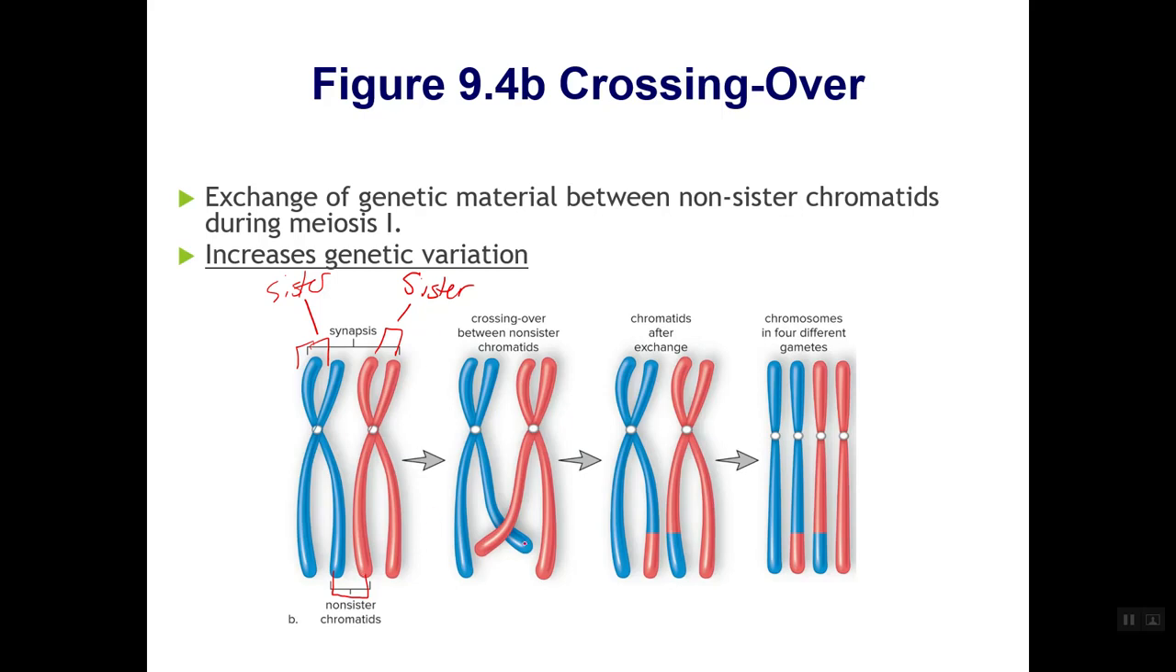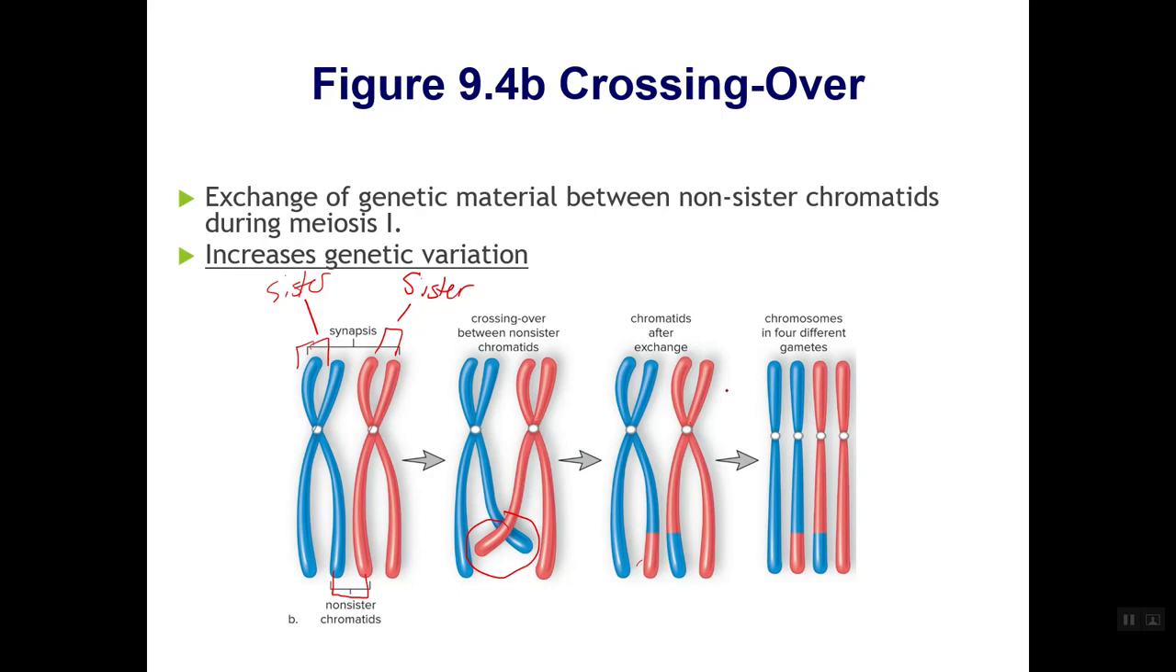So what can occur in prophase 1 is crossing over, where we will have literally a flip-flop exchange of genetic material between these non-sister chromatids. So now, if it happens, you can see there's a chunk of the maternal chromosome that traded places with the paternal chromosome. Now, after meiosis is complete, that means we're going to have chromosomes in 4 different gametes that are different than what they would have been without this crossing over event.